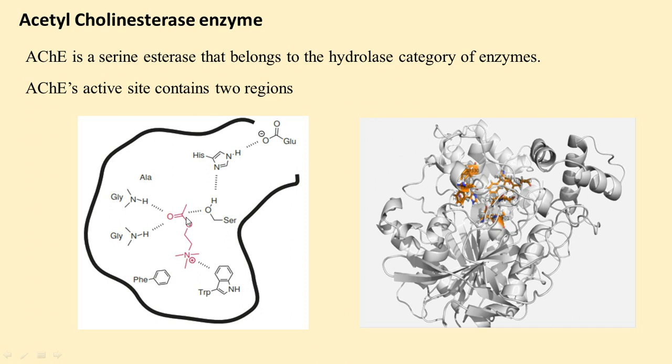So from the back side, this is the serine unit. This serine unit has proximity with histidine and glutamic acid. So this is the way the receptor pocket is arranged.